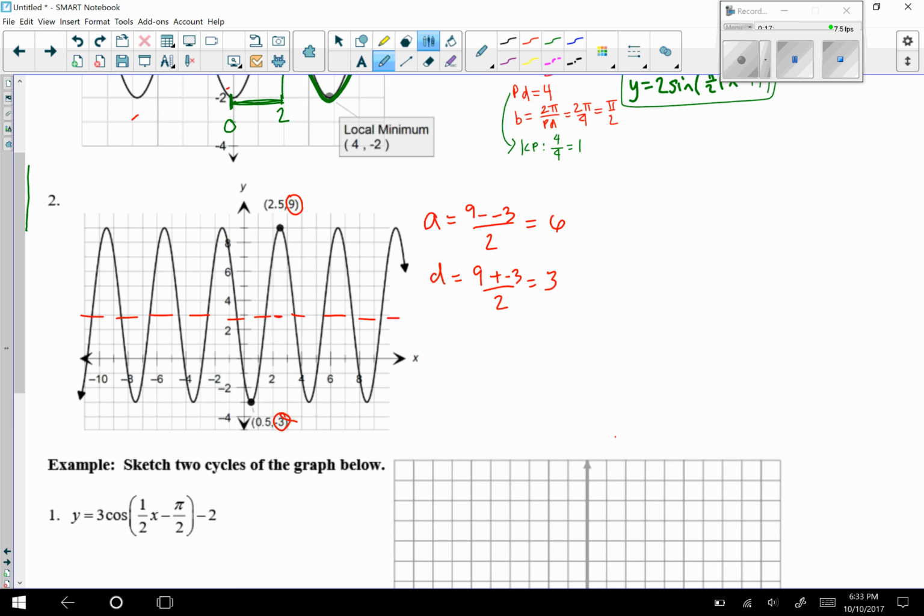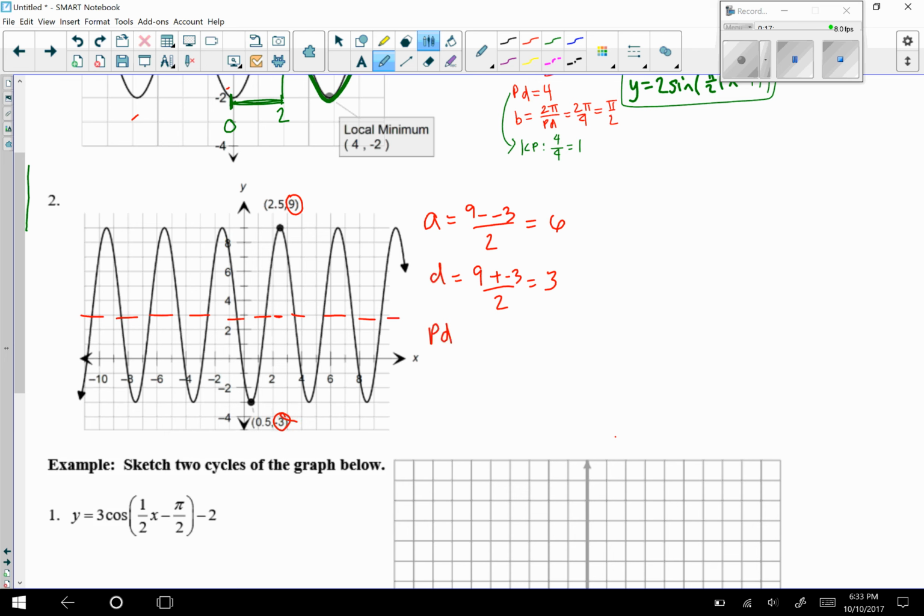Now that I have that, I need to figure out what my b value is in my equation. To figure out my b value, I need to figure out what the period of the function is. So I need to figure out what one wavelength is. Now this one's a little bit harder because, as you can tell, we're not starting on the y-axis on a max or a minimum point, and our graph is not going to start at the y-axis for a sine graph.